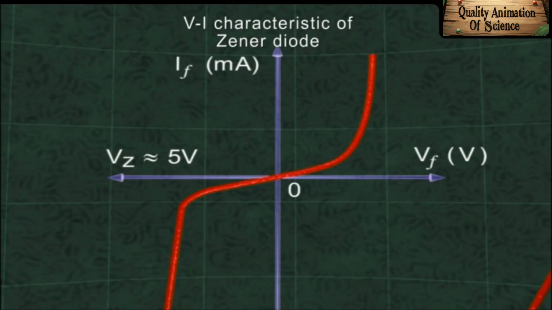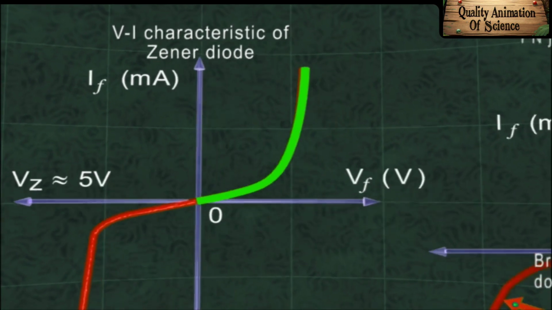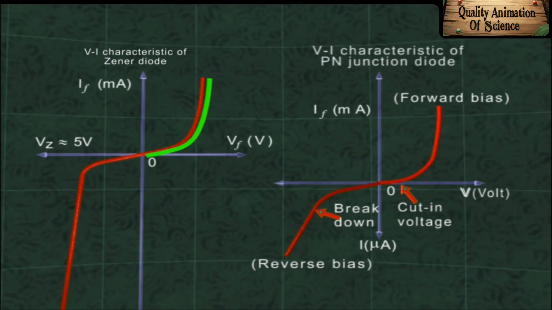The characteristic of the Zener diode. The forward bias characteristic of the Zener diode is very similar to that of the PN junction diode.